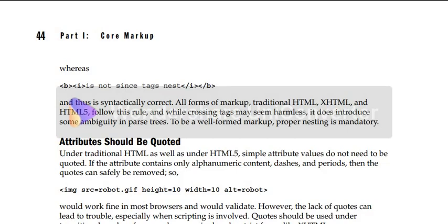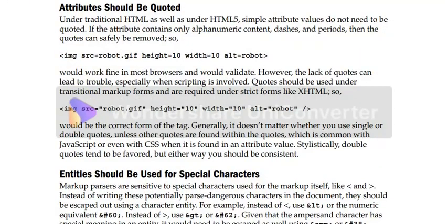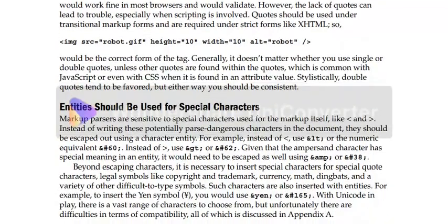Attributes should be quoted. Under traditional HTML as well as under HTML5, simple attribute values do not need to be quoted. If the attribute contains only alphanumeric content, dashes, and periods, then the quotes can safely be removed, so this would work fine in most browsers and would validate. However, the lack of quotes can lead to trouble, especially when scripting is involved. Quotes should be used under transitional markup forms and are required under strict forms like XHTML, so this would be the correct form of the tag.